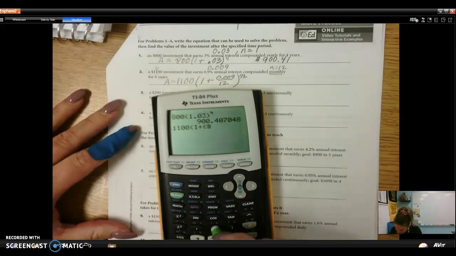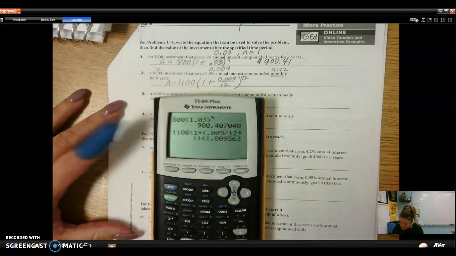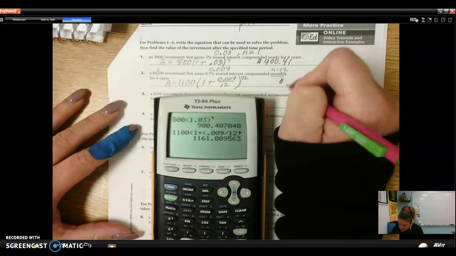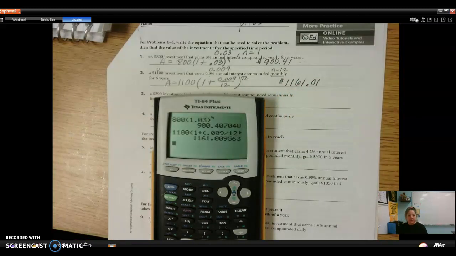All right, so 1100 times 1 plus, I'm going to do 0.009 divided by 12, and that is to the 72nd power. So that's going to give us a total of $1,161.01 if we round to the nearest penny.